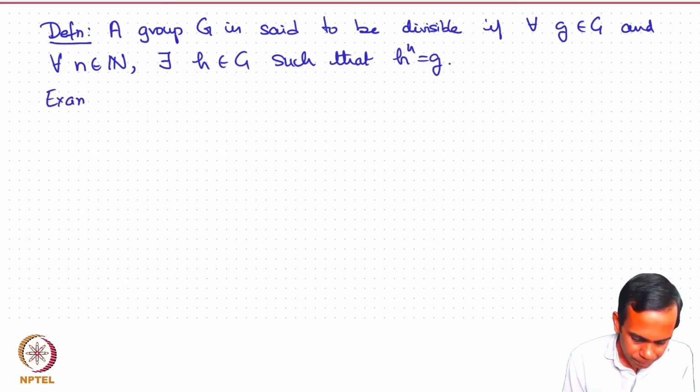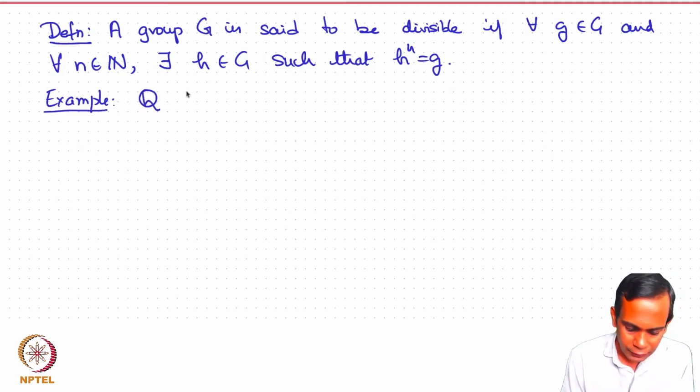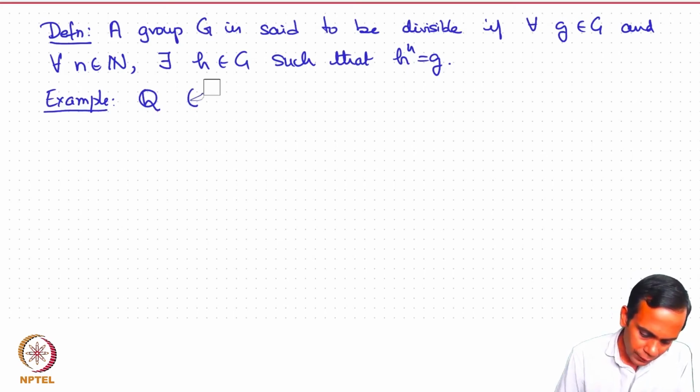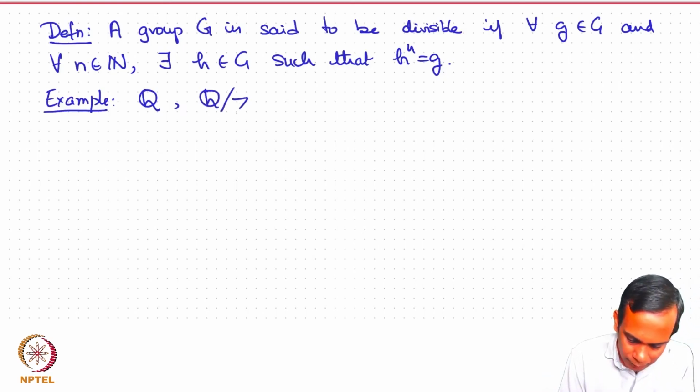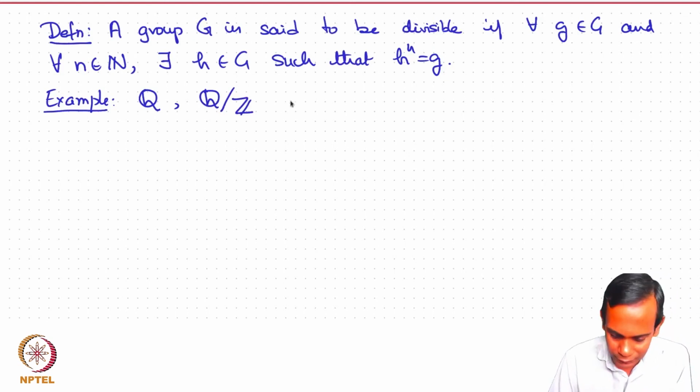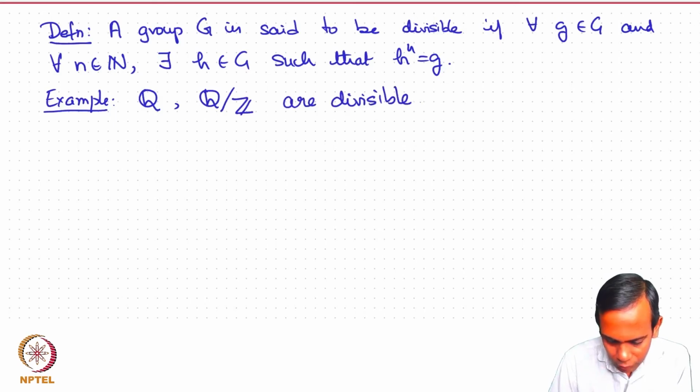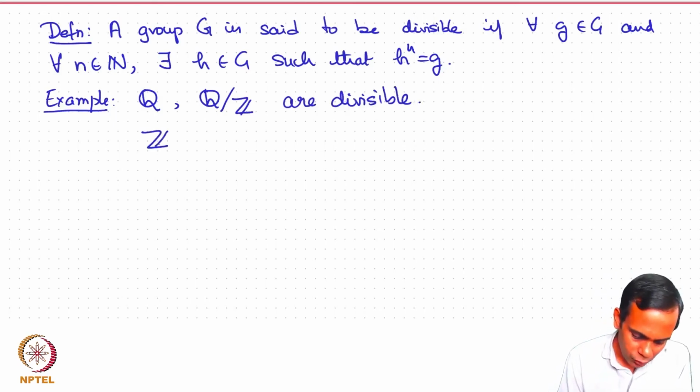So for example, Q is divisible. Any rational number can be divided by an integer n. So the additive group of rational numbers is divisible, and another example is the quotient group of the rational numbers by the integers. This is also divisible. What about groups that are not divisible? The group Z of integers is not divisible.